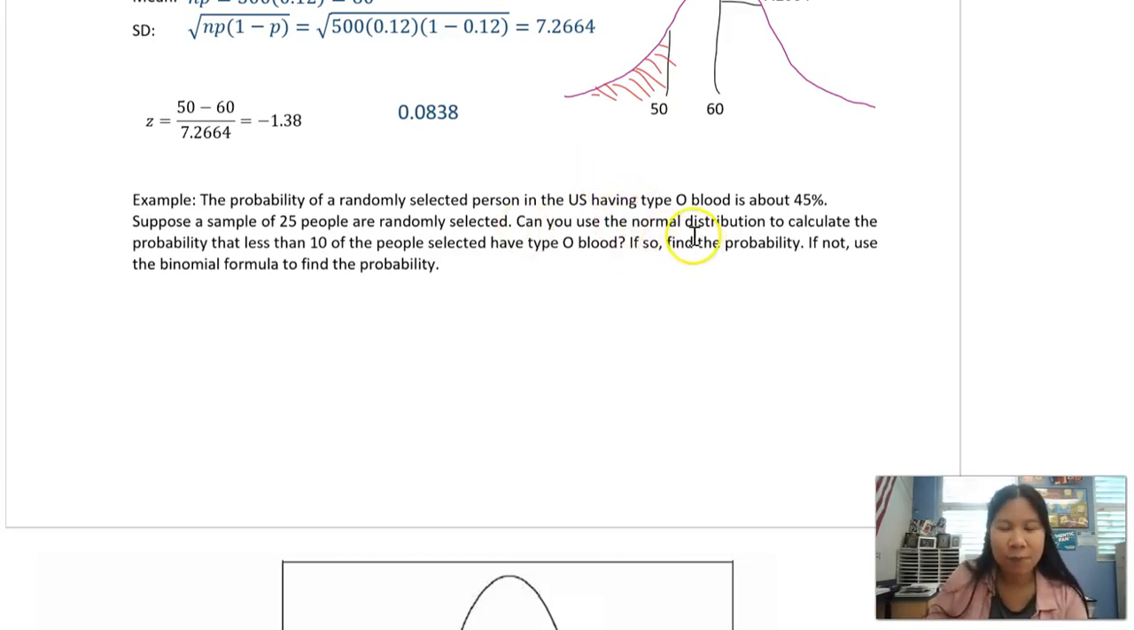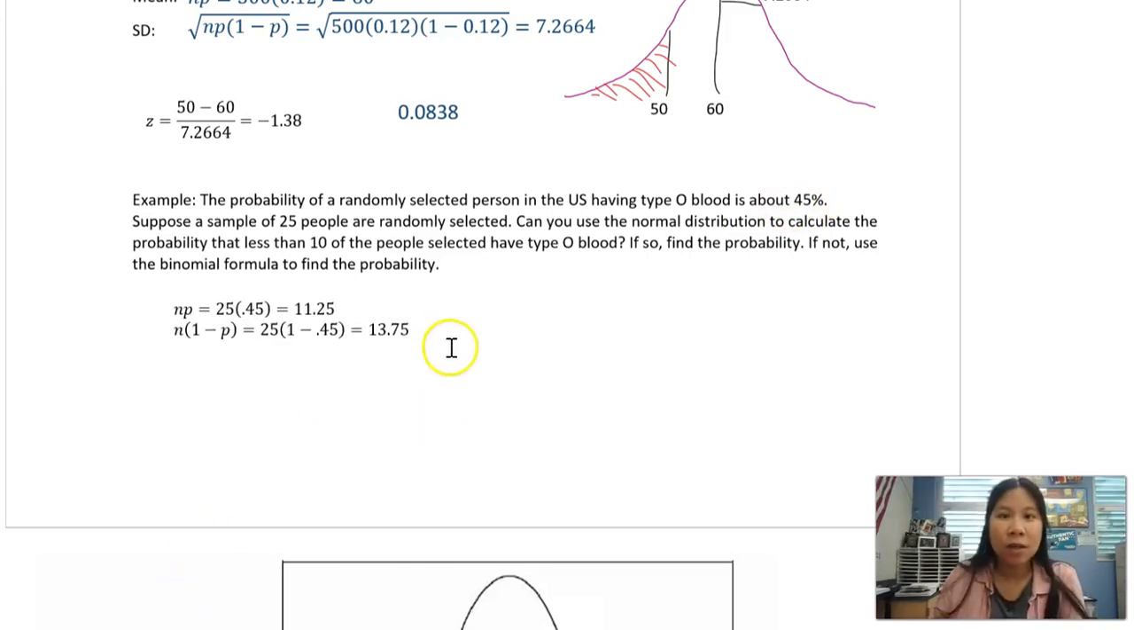So to check first, in this problem, we have n equals 25, and p is going to be the percentage of type O blood, which is 45%. So checking to see if we can actually use the normal distribution, we would have to check n times p and n times 1 minus p. So when I check, n times p is 11.25, which is just barely over 10, but that is still going to work. And then n times 1 minus p is 13.75, which also works. So we know the normal curve will work here.